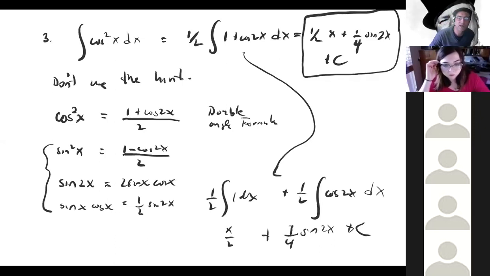All right, so I'm going to move on to the next problem, which is number 4. And let me clear the screen to do that. Okay, so number 4, it's the integral of secant fourth x dx.